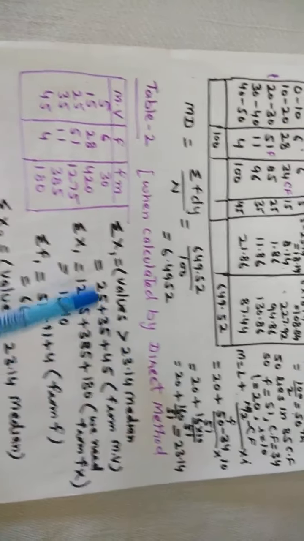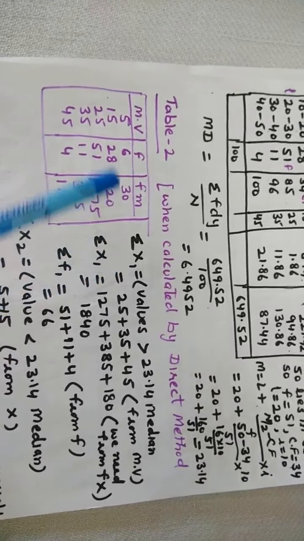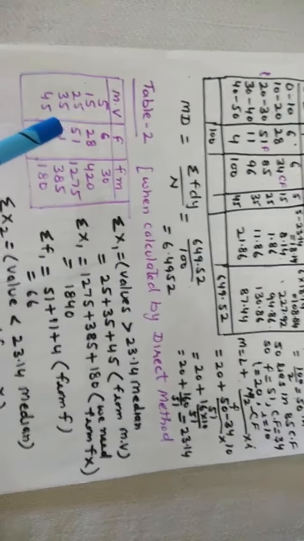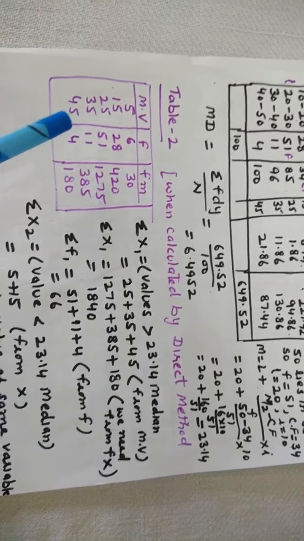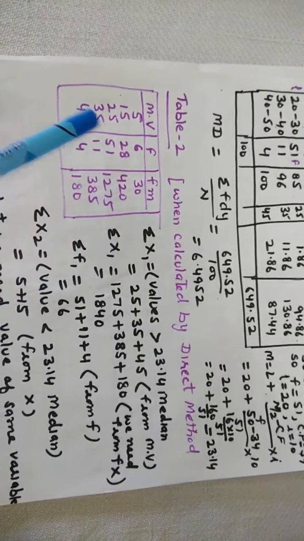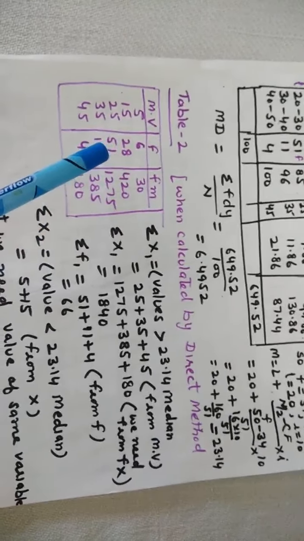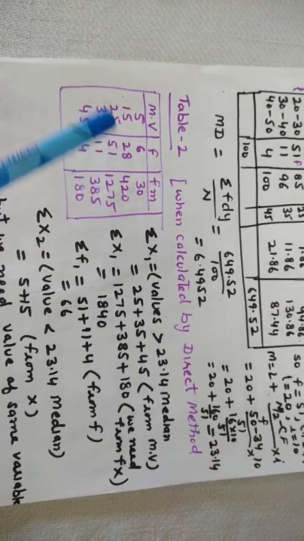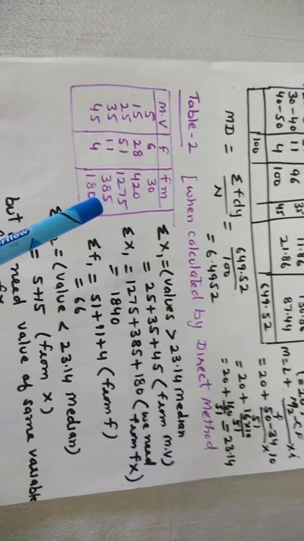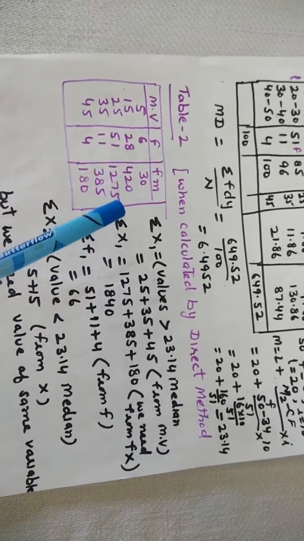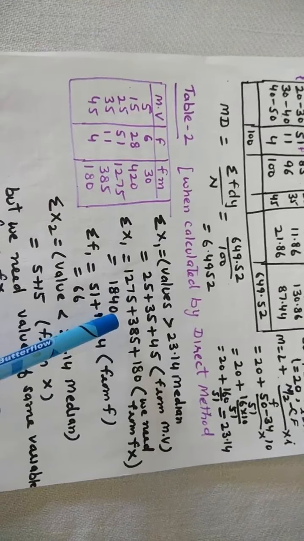23.14. So for value of summation x1, take value greater than 23.14, that is 25, 35, and 45. So take the corresponding value from FM. We are taking FM because we are given frequency also. So first we multiply midpoint with frequency, then we take values from FM. These are 1275, 385, 180. Total of this is 1840.